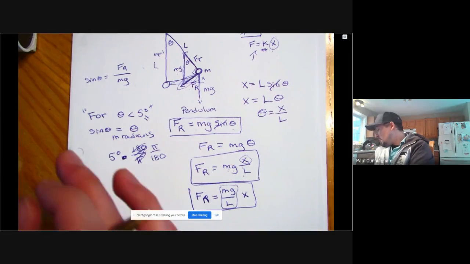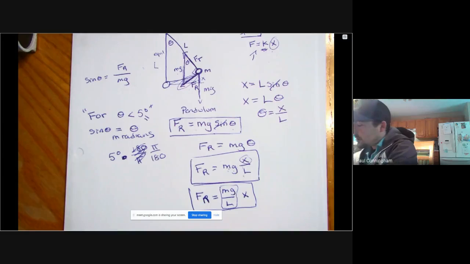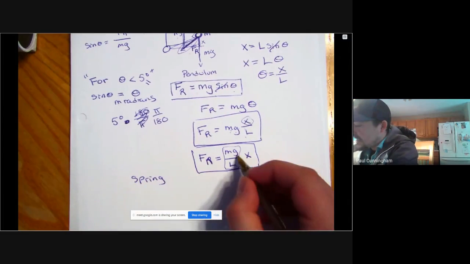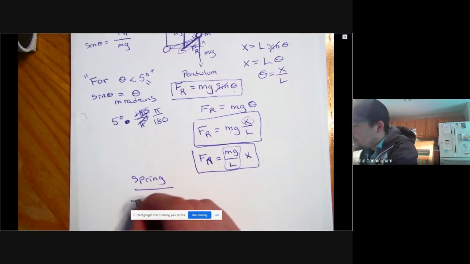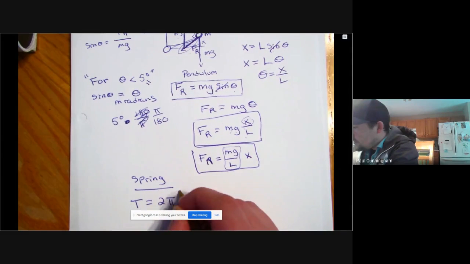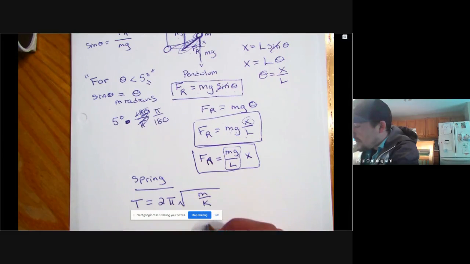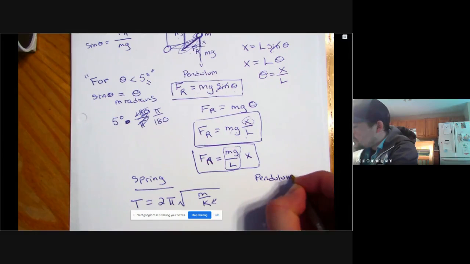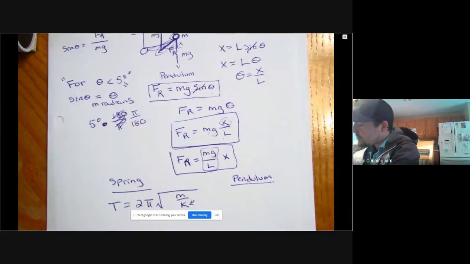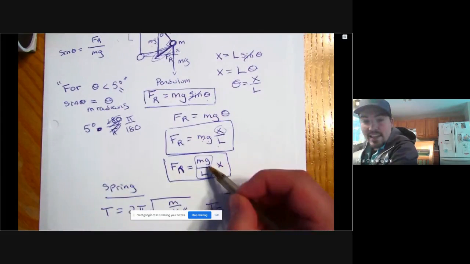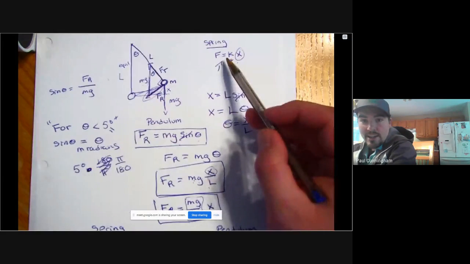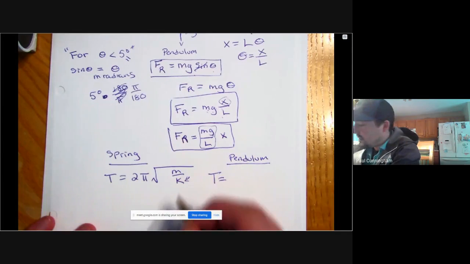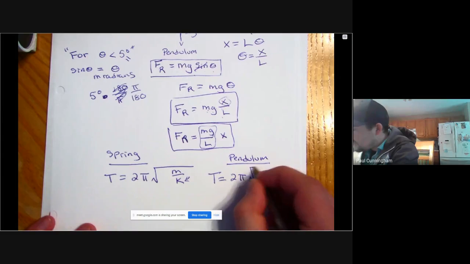How does that relate for us? Well, we can relate it back to the period for a spring. Notice this is kind of like k. For the spring, we had T equal to 2 pi square root of m over k. But we're not dealing with k anymore. So for the pendulum, T equals, now notice this is k. If I'm comparing these two formulas, k was just k here, but now I have this mg over L. So now all I'm going to do is substitute the mg over L into here. Still 2 pi, still times the square root.